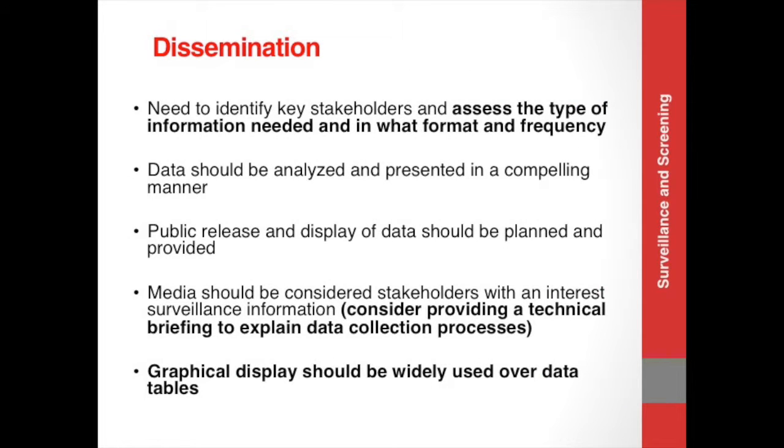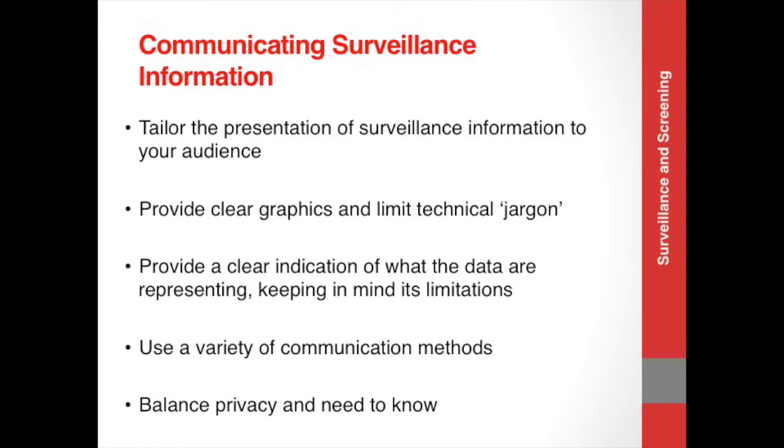Dissemination is an important component of surveillance, and some considerations need to be taken into account before disseminating surveillance data. For example, the public release and display of data should be planned and provided with accurate display of tables and data. To communicate surveillance information, you need to keep in mind who the end user will be. It's important to limit the technical jargon and provide a clear indication of the data and limitations.